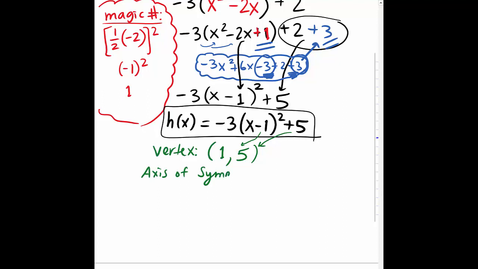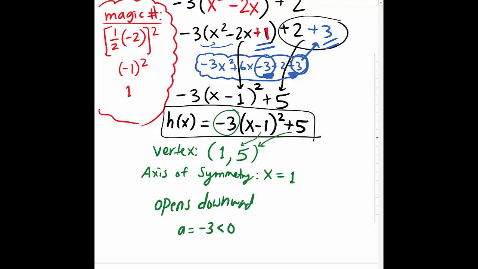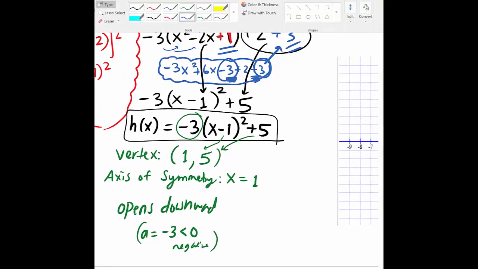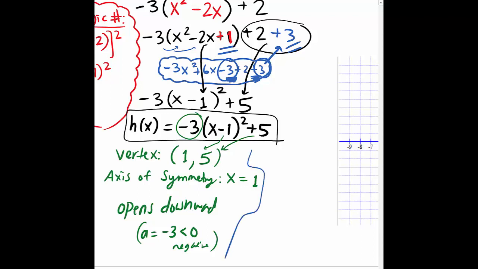Axis of symmetry, it's going to be x equals the x value of the vertex, 1. Because the coefficient in front of the parentheses is negative, it's going to open downward. Again, just to remind us, that's because a is -3, which is negative, just in case you forgot why that is. Now we just need one more point. I'll plug in something close to the x value of the vertex. Ooh, 0's close. I like 0.